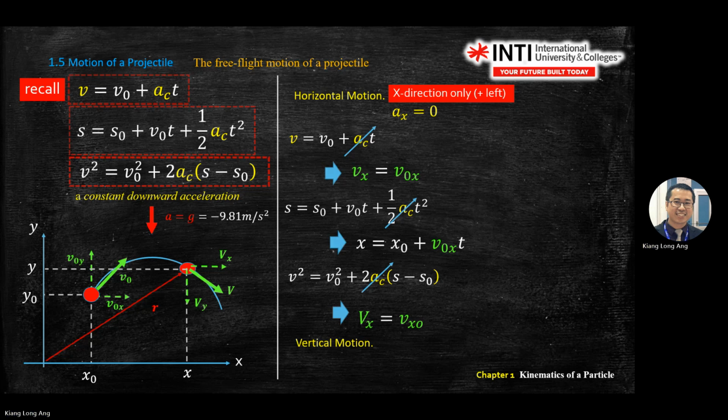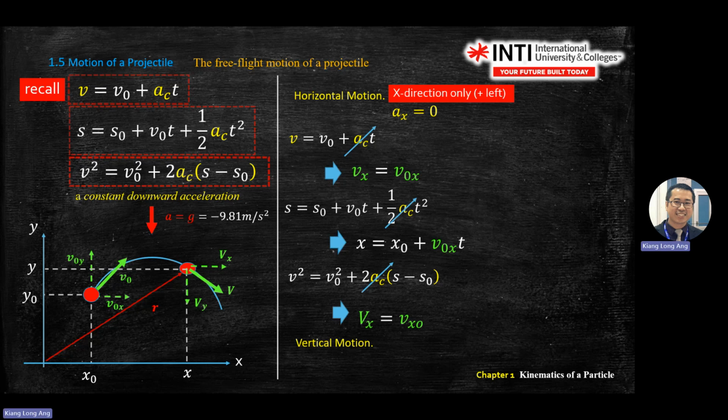So if you understand the horizontal, you should be able to do the vertical. For the vertical, what happens to your A, the yellow color component? What is the acceleration in the Y direction? Positive, negative?